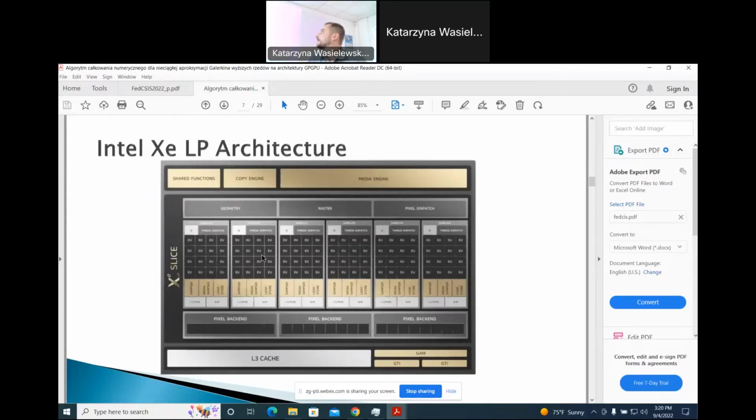Here we have the architecture of Intel Xe LP. As you can see, the architecture is divided into 6 blocks. Every block contains 16 execution units, and all of them together are 96. It's the smallest block in the architecture, and it's interesting because every execution unit is also multi-threaded itself, so we execute 7 threads.